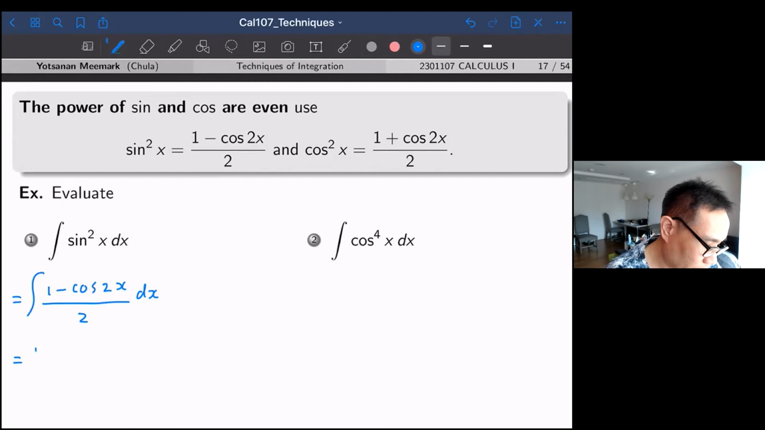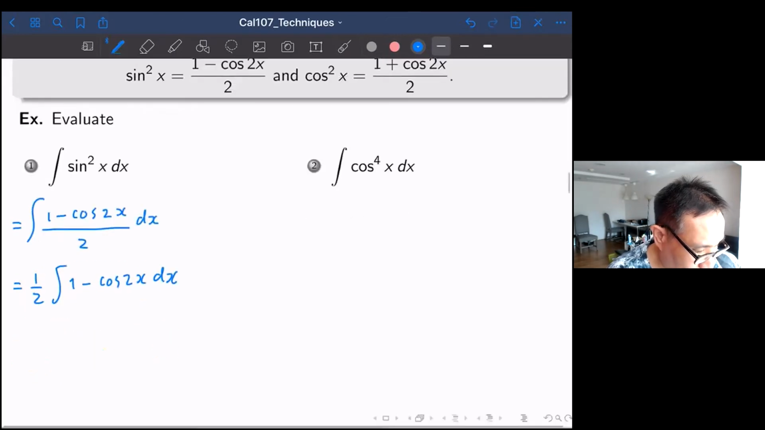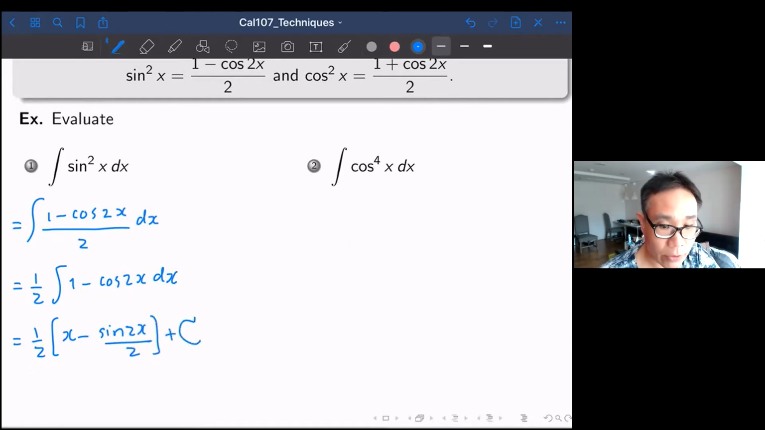So you're going to take 1/2 and integrate 1 minus cos 2x dx. You have 1/2, integrate 1, you get x, integrate cos, you would get sine 2x over 2 plus c. Okay, so this is your final answer.